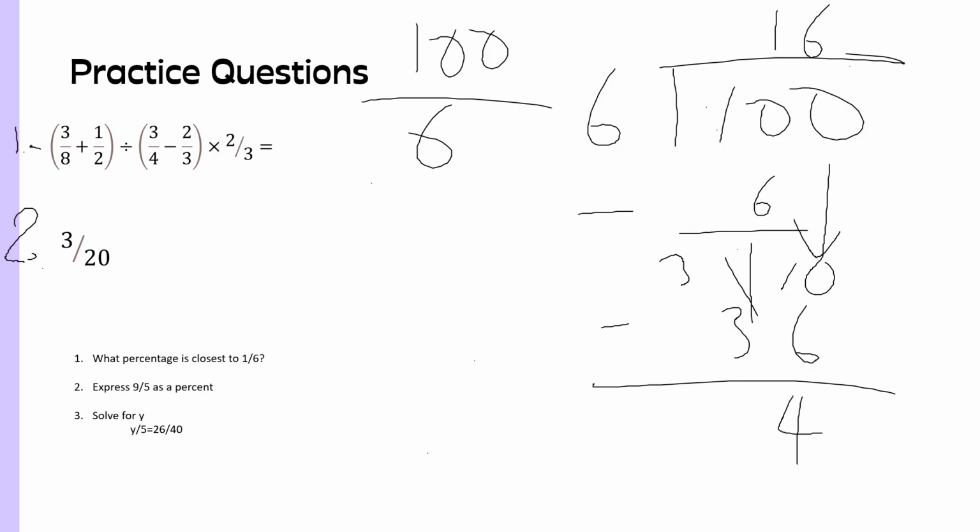Right? Now we're gonna ask ourselves 6 into 4, you know you can't. So what we do is put a decimal and then we add a 0. Right? So 6 into 40, 6 times 6, 36. And if you realize, it's going to be a pattern, so it's going to be 666. So 16.6 or 17% is the percentage closest to 1/6. Okay.